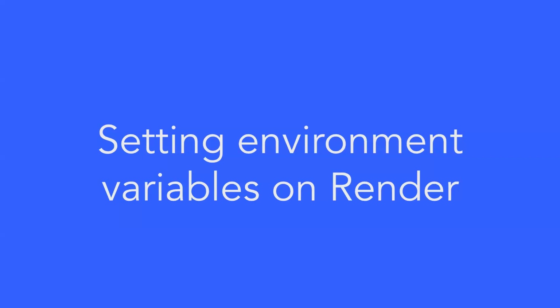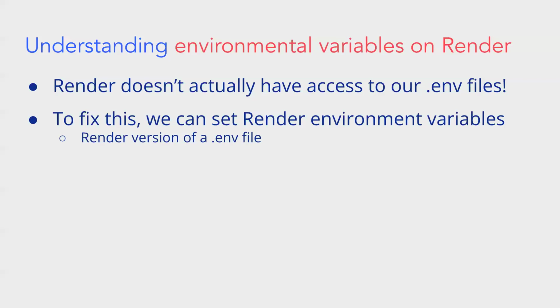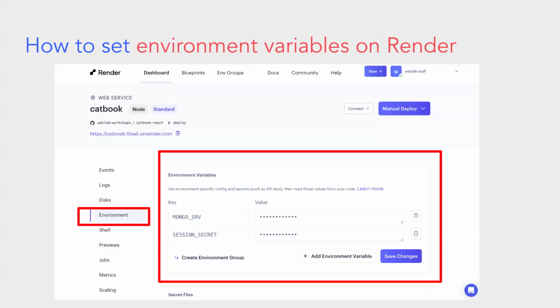You might have noticed that .env is a local file. So you'll also need to set your environmental variables on Render, because Render doesn't actually have access to our .env files. To fix this, we need to set Render's environmental variables, which is basically Render's version of our .env file. So let's look at how to do this. For your deployed web app, you can go to the dashboard for your web service, then go to the environment tab on the left.